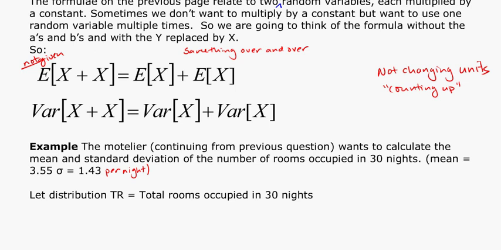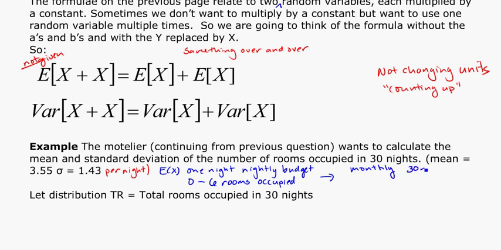So here we're going to see things look a little bit different. If you want to think about this again, that E of X for one night had a range, in a sense, for his nightly budget, where he had anywhere between 0 to 6 rooms occupied. Right? So for one night, it's just between 0 and 6. And what we're looking at here is more like a monthly thing. So 30 nights. And over the course of 30 nights, he could have somewhere between 0 and 180 rooms occupied. So there's a much bigger difference between these here.